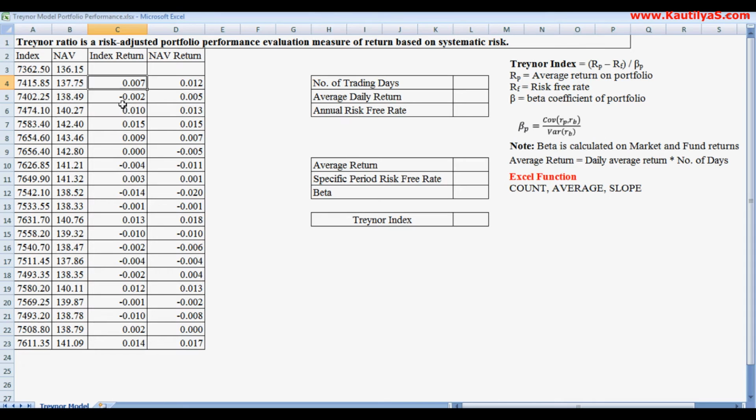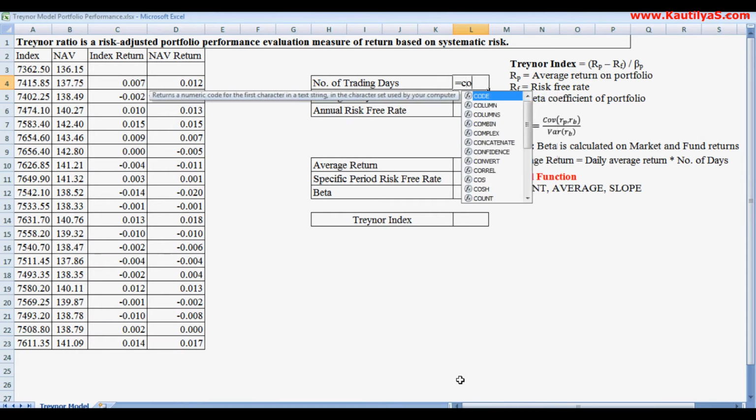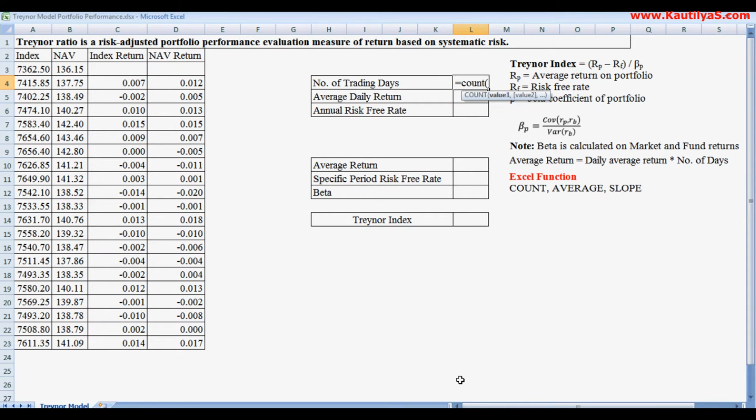So to calculate the beta we need to calculate the returns, that is one, and second is we need to calculate the average return. And first we see how many number of trading days during this month. So to get the trading days we use Excel equation count equals to count, select your values. So we have 20 trading days during the month.